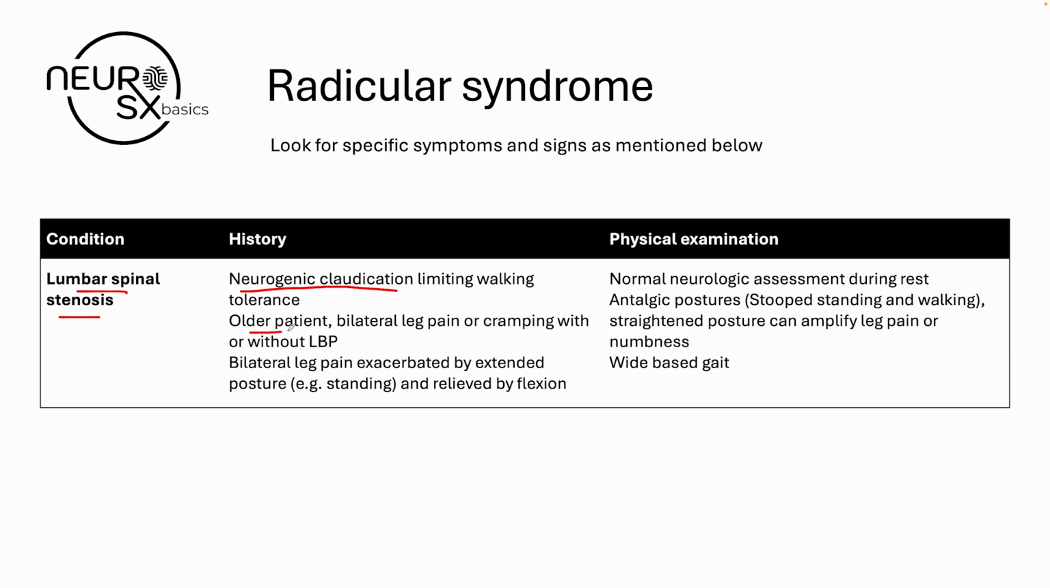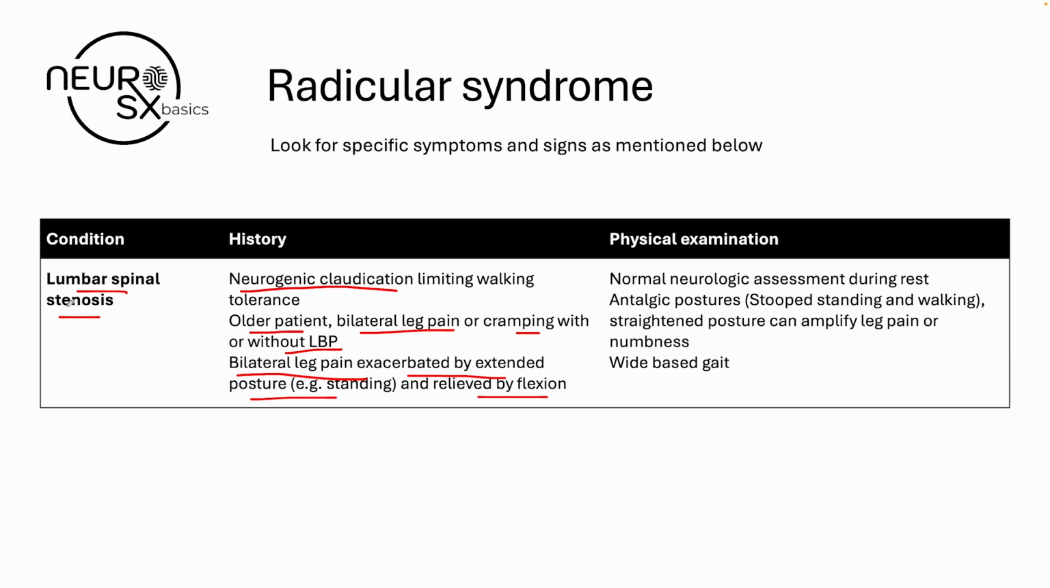Now, usually it is found in older patients. They will have bilateral leg pain in lumbar spinal stenosis, and they might have cramping. They might not even have lower back pain. What is different here is that, as we have discussed, they'll have bilateral leg pain, unlike radicular pain, and it will be exacerbated in an extended posture because lumbar extension decreases the lumbar canal space and will be relieved by flexion. A very important finding in lumbar spinal stenosis: the leg pain will be exacerbated by extension and relieved by flexion.